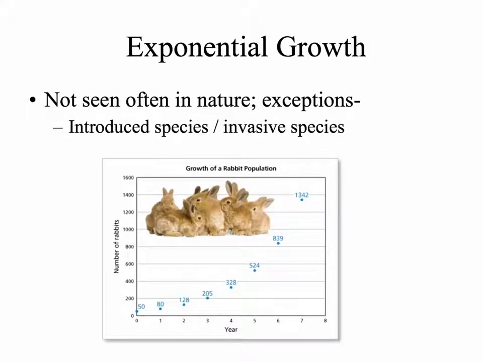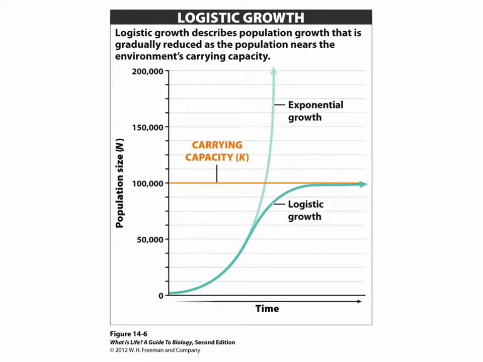Introduced species, or invasive species, will also increase exponentially, at least for a time. A good example of this was rabbits when they were introduced into a new population. They bred rapidly and their population skyrocketed at an exponential rate. As we mentioned before, exponential growth cannot continue forever. This leads us to our second model of growth, the logistic growth model.